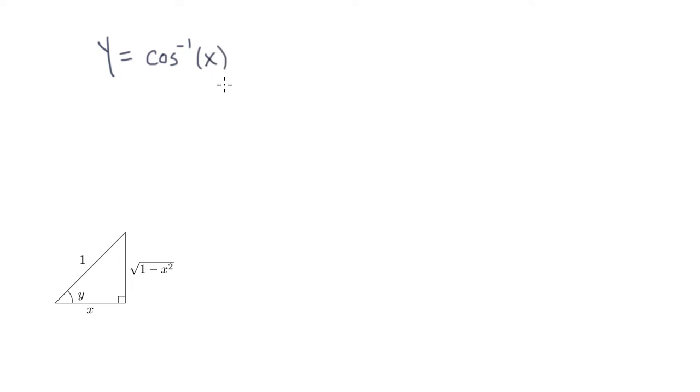Now recall what this means. y is going to be the number between 0 and pi for which cosine of y is equal to x. I'm just restricting the domain of cosine between 0 and pi so that this inverse function is well defined. So I would like to take the derivative of cosine inverse of x. How do I do that?